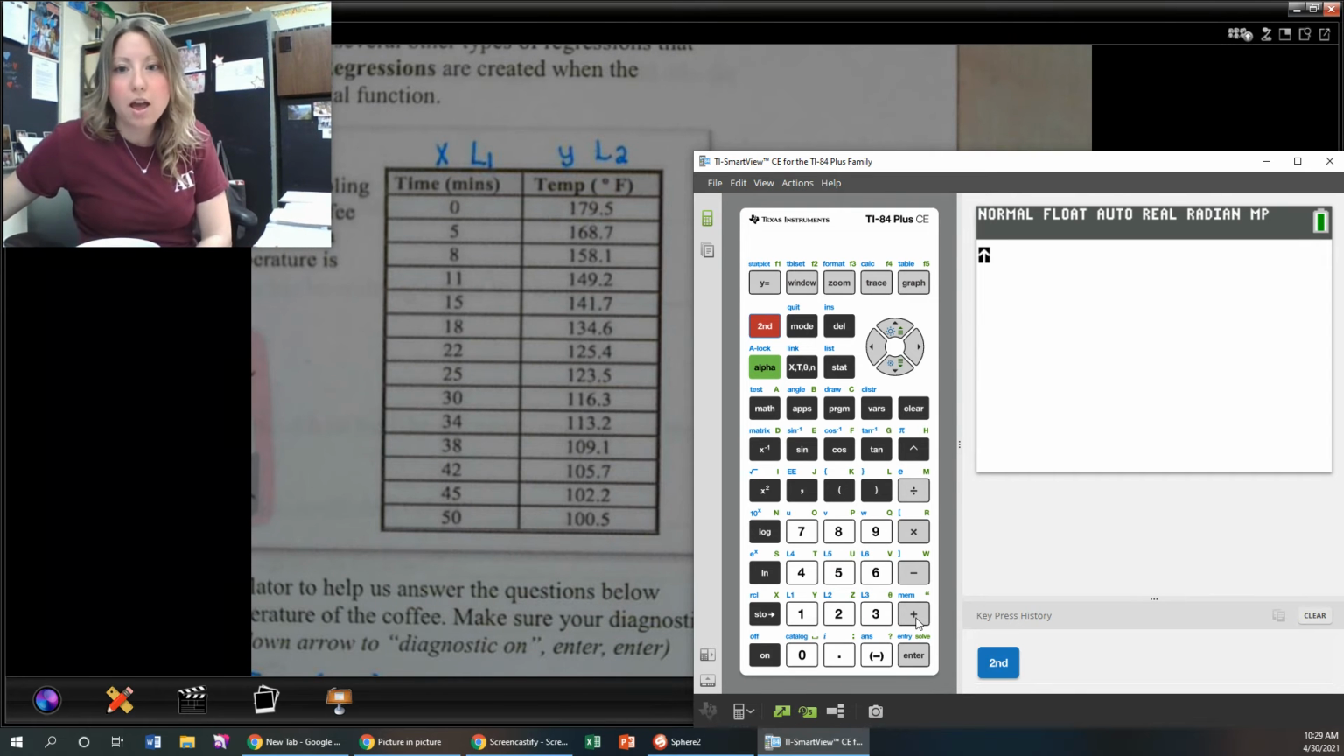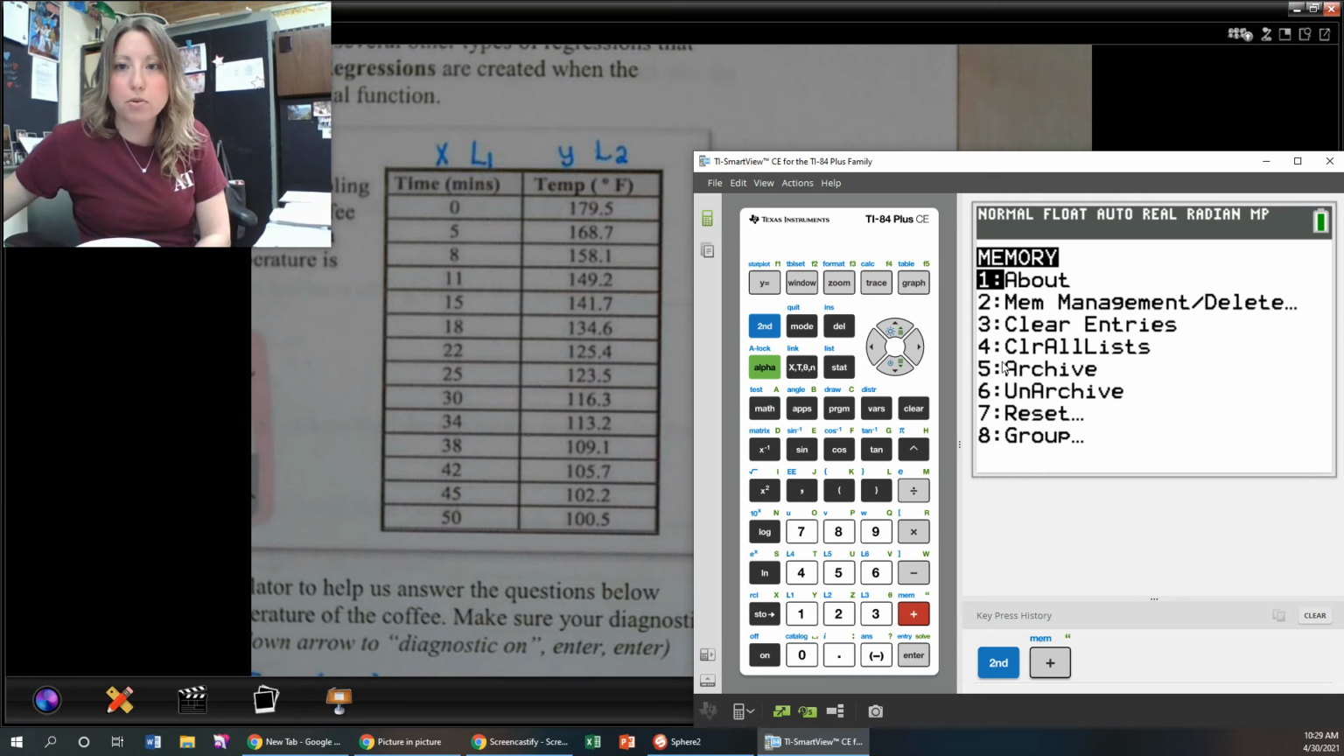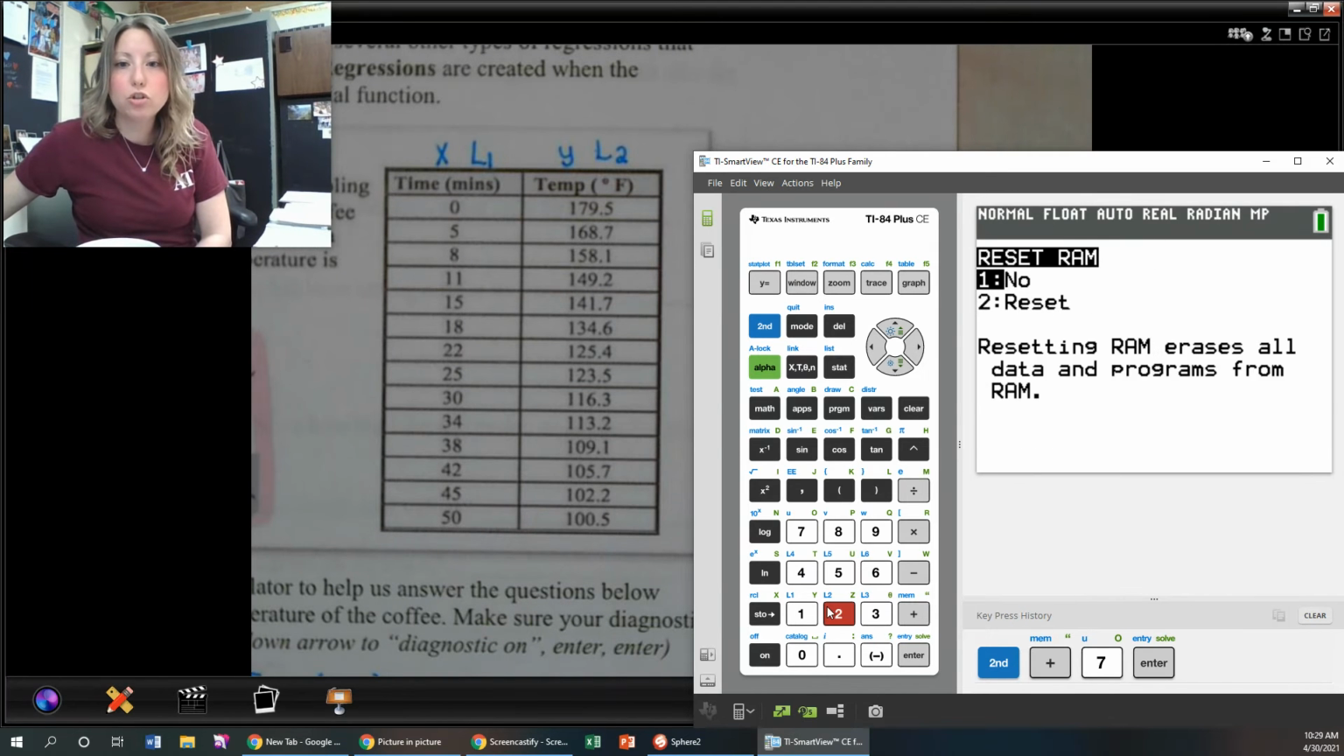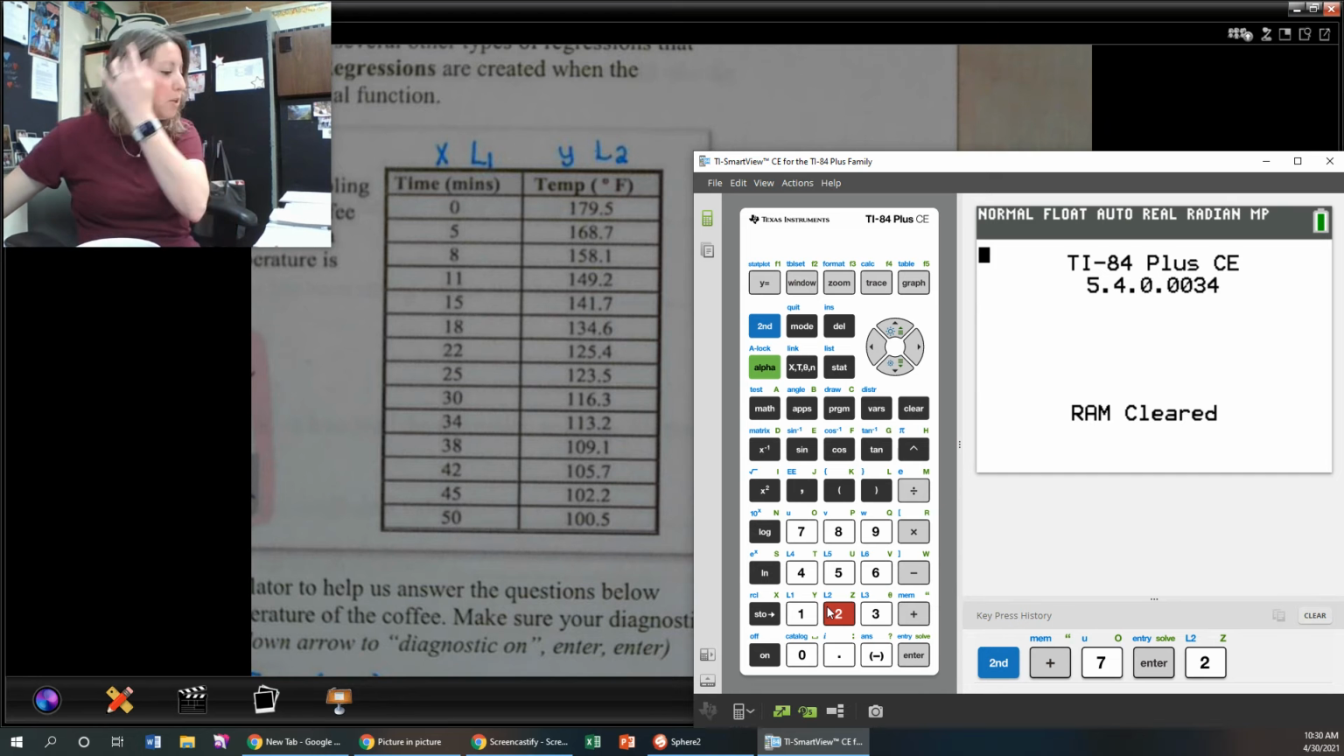Second and plus sign gets us to our memory. Let's go to 7 for reset and just press enter 2 to reset our RAM. That just means that if there is any data in my L1, L2, it's gone now. If there were any scatter plots or stat plots, they're gone now. If there was anything in my Y equals, any functions, they're gone now.